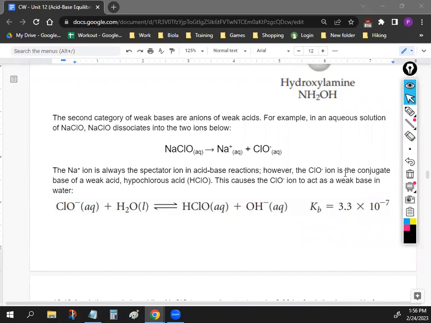Okay, so the second category of weak bases are the anions of weak acids. If you remember, there are always conjugates. A conjugate of a weak acid is going to be a weak base, and that's basically the second type. Once an acid gives up its H plus, the anion, the negative part that's still hanging out, is a weak base. That's the second type of weak base.